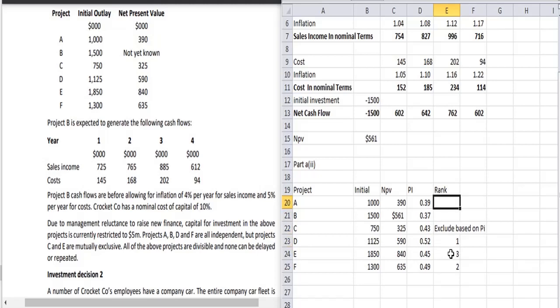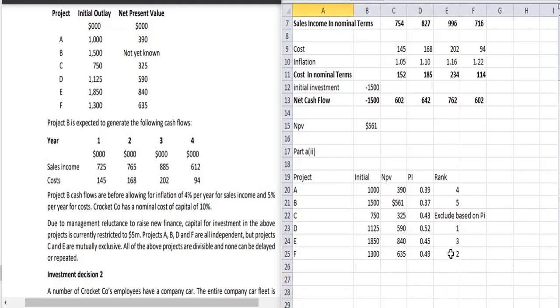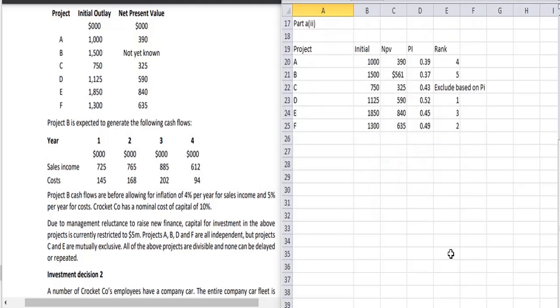Then तो गया 5 and 6, या फिर इसको 4 कर दो, इसको 5. ठीक है, this is our rank according to the PI. Now we will do the optimum combination. Optimum combination. So rank 1, 2, 3, 4, 5.